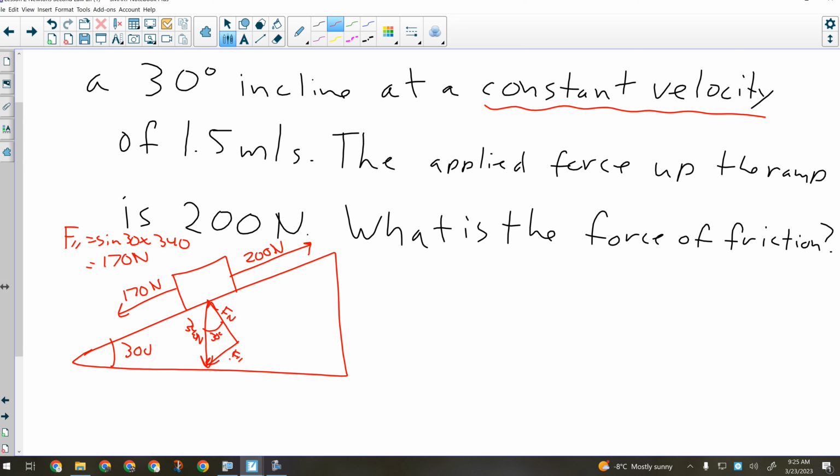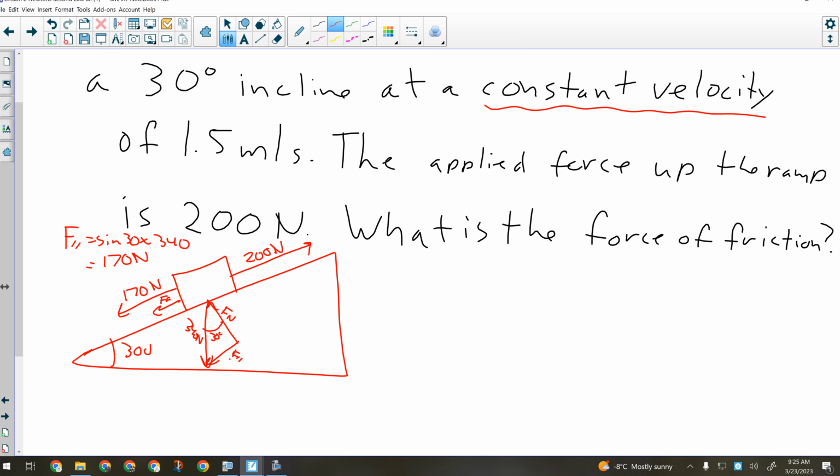What's the force of friction? All right, since the box is going up the ramp, even at a constant velocity, it's still going up the ramp. Which way is friction acting? Down the ramp. It's antagonistic. It always works against you. So force of friction goes here.